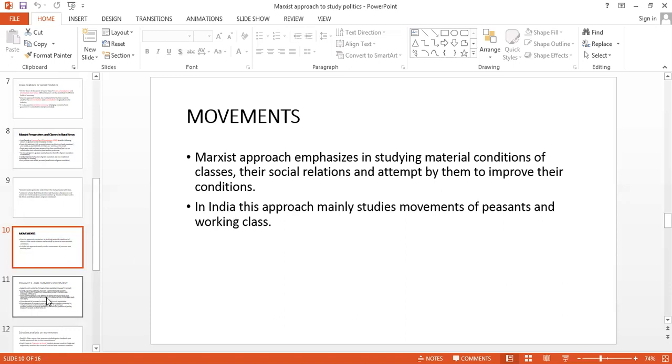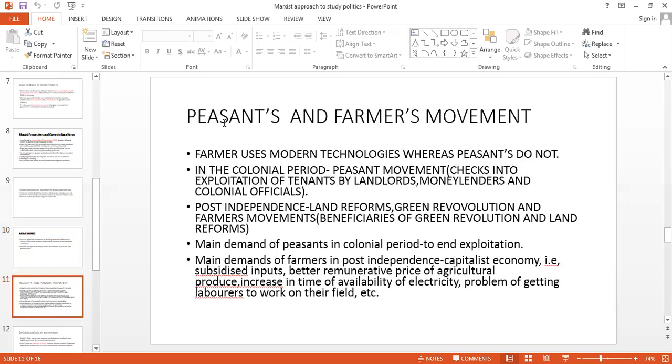Now coming to peasants and farmers movements. What is the difference between peasants and farmers? Farmers use relatively advanced modern technology, whereas peasants do not. So that is the difference. Now in India, we can divide peasants and farmers movements into two.